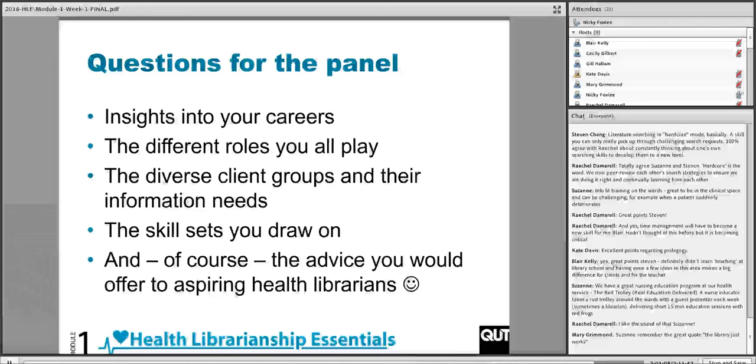I just think that people can identify easier with evidence-based librarianship than they can with evidence-based health. So if you start from one and then take it to the other, I think they'll find it easier.